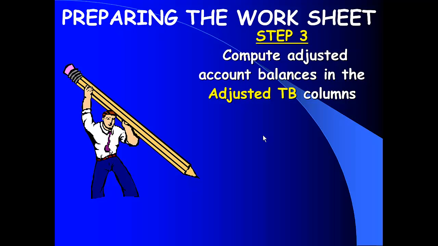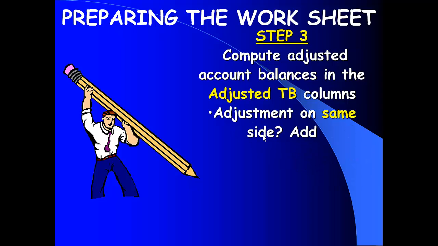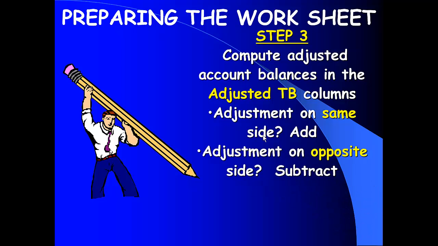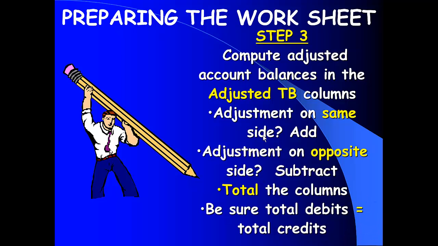Step 3 is to prepare the adjusted trial balance column. To do so, we're going to take our beginning balance and then we're going to add or subtract the effect of any adjusting entries. If the entry is on the same side as my balance was, we're going to add it. If the entry is on the opposite side of what my balance was, I'm going to subtract. When I finish, I'm going to add up the balances in the adjusted trial balance, make sure that the amount of the debits and the amount of the credits again is equal.